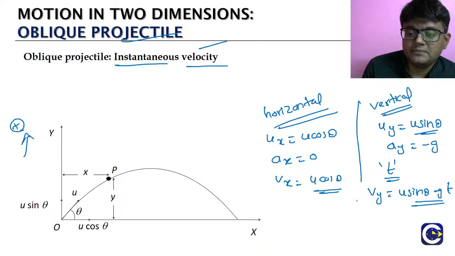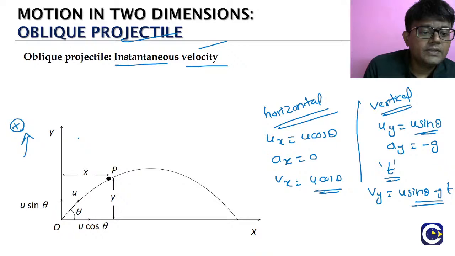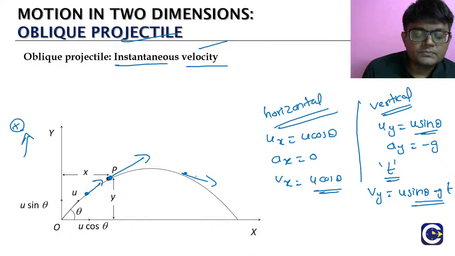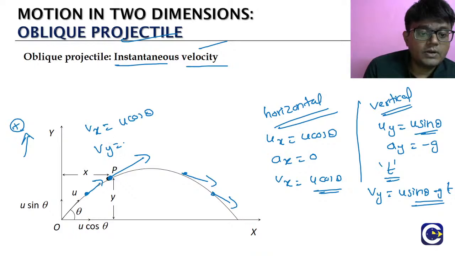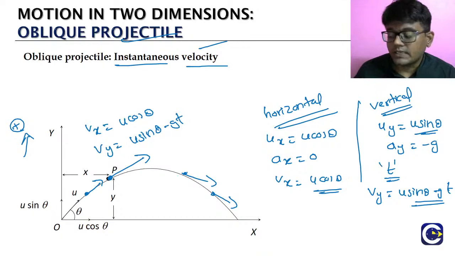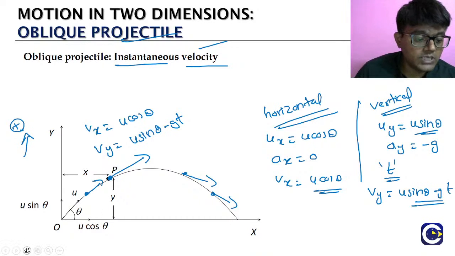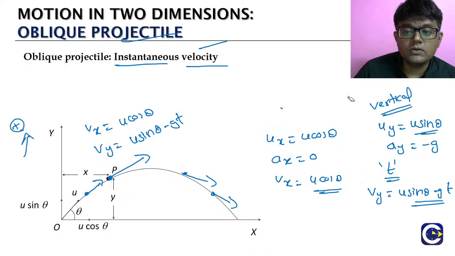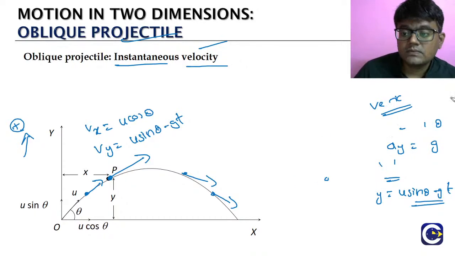Look, at a time t, if you look at the overall velocity, at any point it will be along the tangent to the curve. That is the direction of the overall velocity. So the x component of velocity is u cos theta. The y component of the velocity is u sin theta minus gt. The x component is u cos theta, it will always be constant. Only the y component of velocity changes. So this is going to give us the instantaneous velocity.